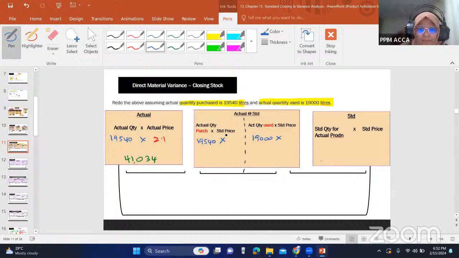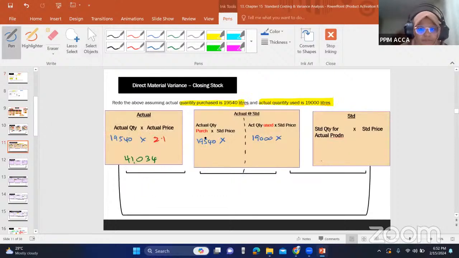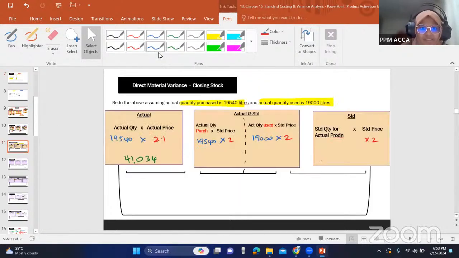Now these two we have to multiply with the standard price. If you go to the budget section, standard price is $2 per liter. So that will be multiplied by 2, and here also we have to multiply by 2. Then standard quantity for actual production: according to our budget, we were supposed to use 11 liters per unit. We actually produced 1,750 units. So 11 into 1,750.